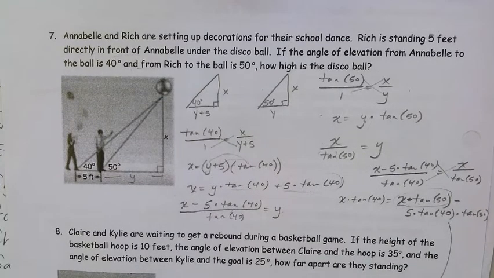Both of these terms have a factor of x, so I can factor that out. If I put x on the outside, you have the tangent of 40 minus the tangent of 50. And that will equal what we had before, -5 times the tangent of 40 times the tangent of 50.